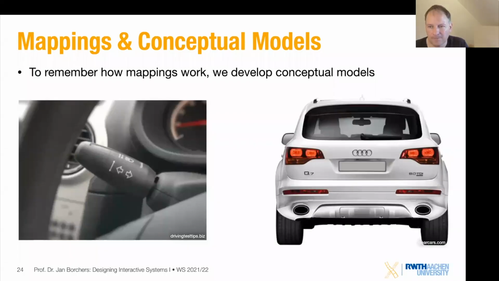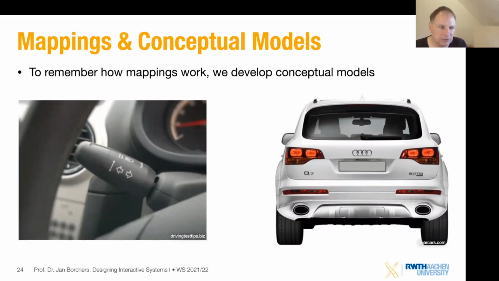Okay, so how do mappings and conceptual models play together? Well, to remember how mappings actually work, we tend to develop conceptual models, right? This is what's going on. This is why mappings are easier for us to learn when the mappings between the controls and the results are actually understandable and are using these natural analogies, these spatial analogies, these cultural analogies, these biological analogies. And if a mapping isn't obvious, then we need to build ourselves a little bit of a more complex conceptual model to understand how it works.